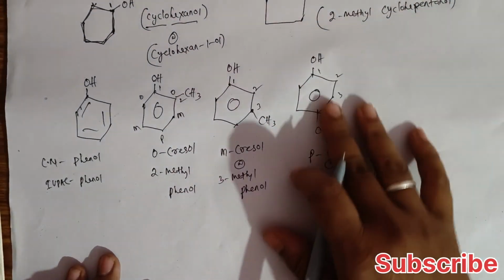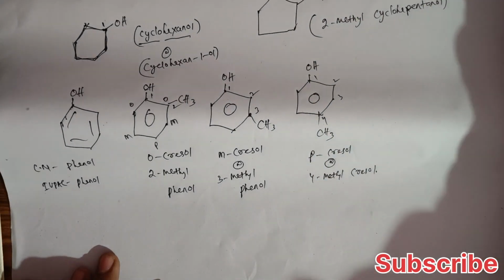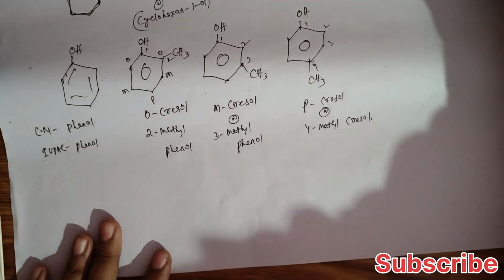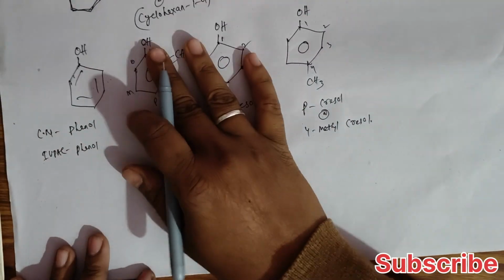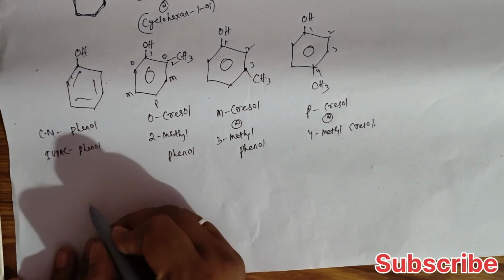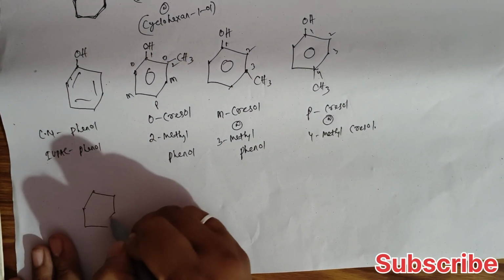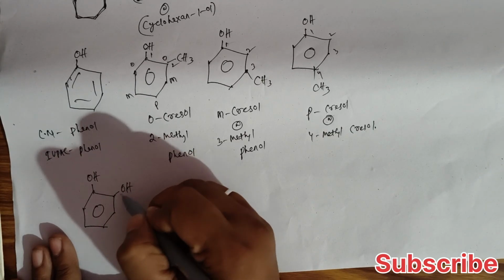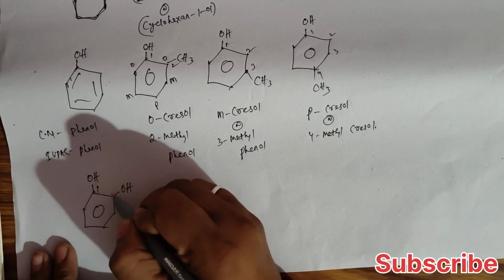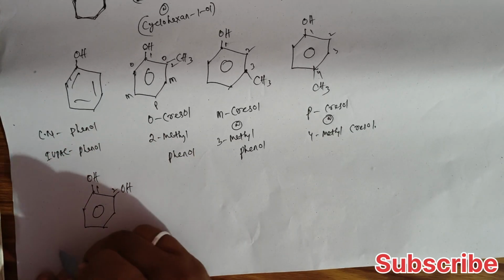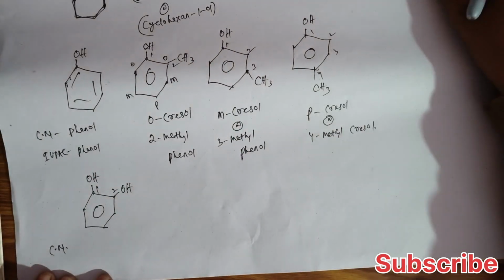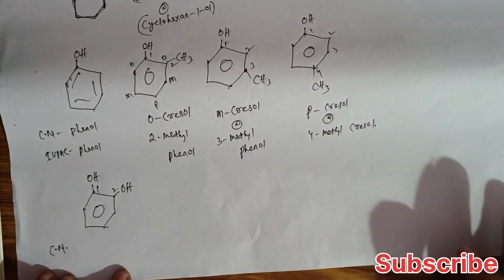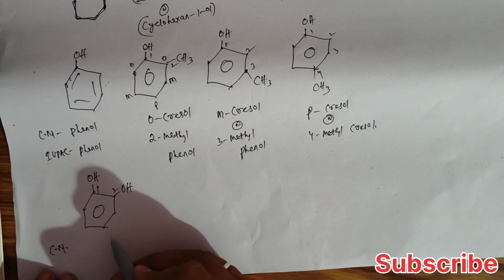Now, I will tell you about some dihydroxy phenols. Dihydroxy means dihydric phenols. Dihydric means when the benzene ring contains two OH groups at the 1,2 position. What is this called? What will be its common name? The common name of this compound is catechol.